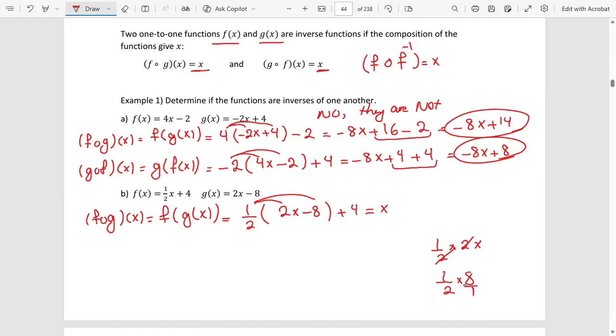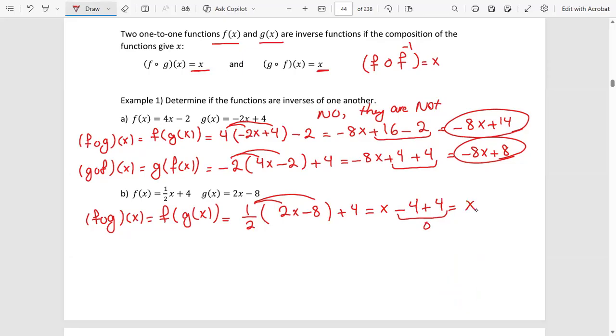We can simplify 8 and 2, so we get 4. 1 times 4 is 4. And don't forget we have a plus 4 after the parenthesis. And then, if we combine like terms, -4 plus 4 will cancel each other because it gives you a 0. So the final answer is x.